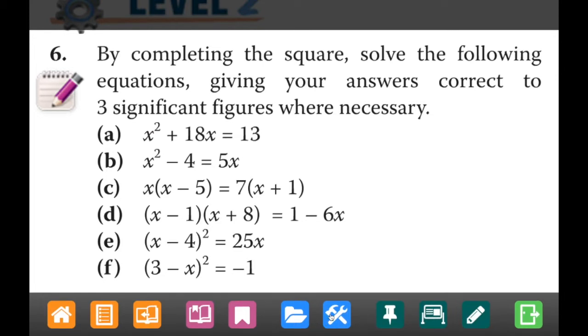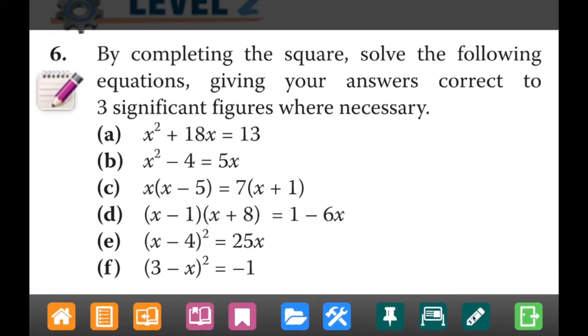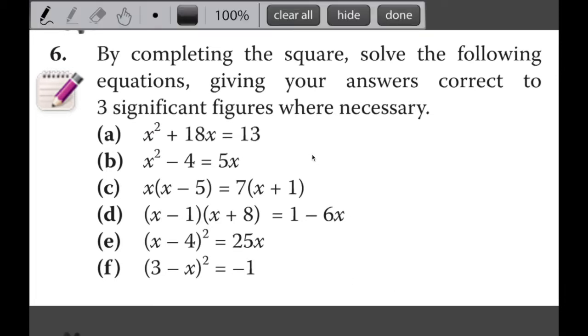if you were to try to solve this by any other method, for example, by the factorization method that you have already learned, you are not able to give a correct answer because it's not going to give you 3SF figures. So in order to solve all these equations, the best way would be to complete the square, which is faster than plotting a graph and is definitely more accurate than plotting a graph.